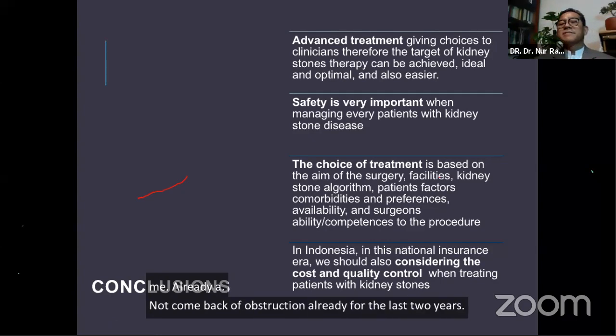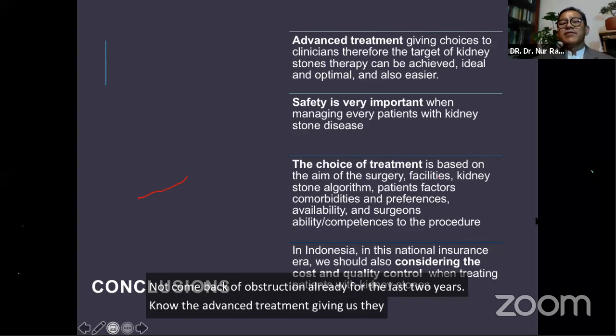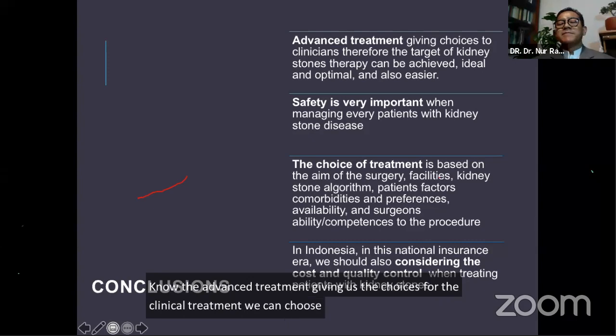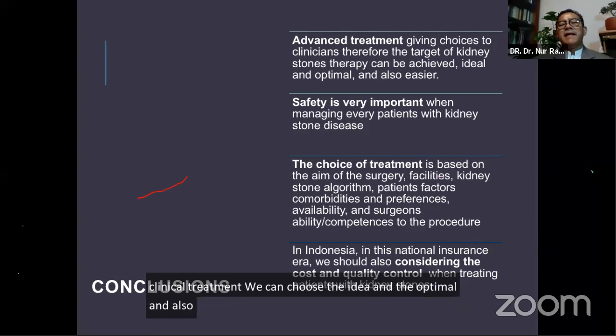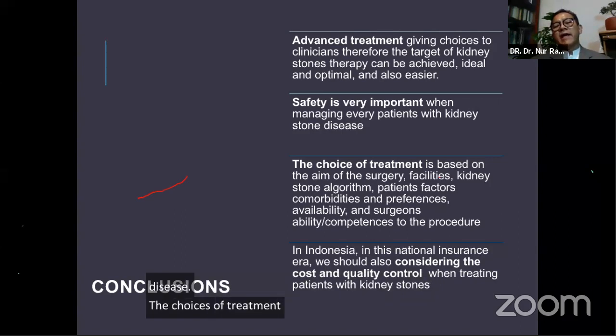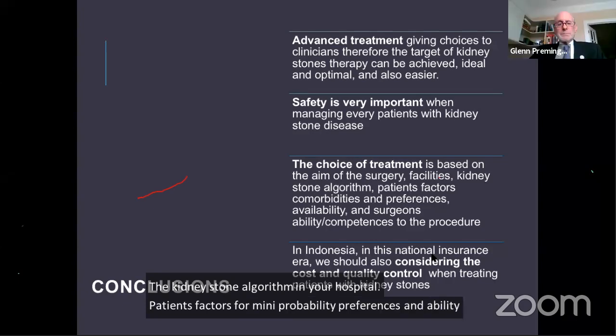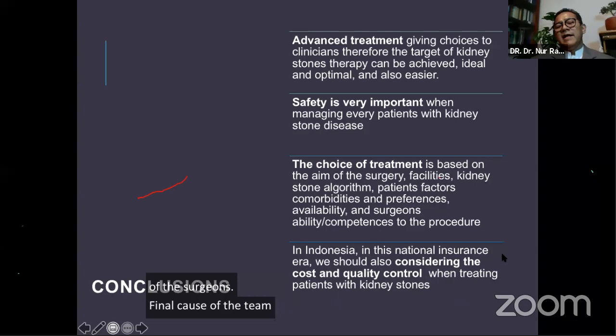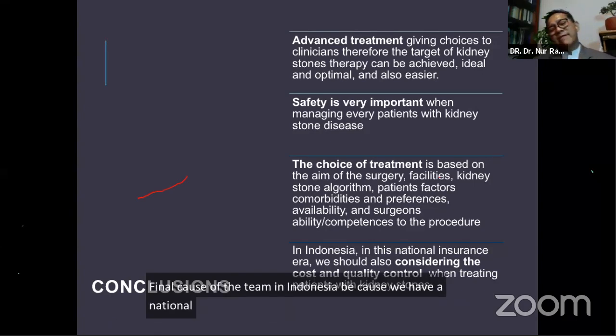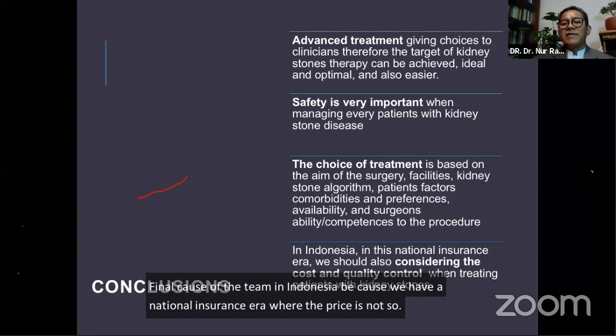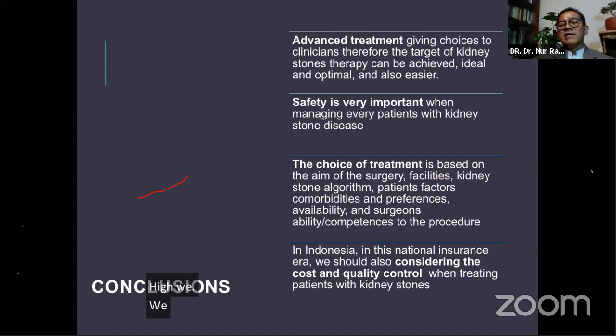So we know the advanced treatment gives us choices for clinical treatment. We can choose the ideal and optimal one, and also what is easier in our hands. Safety is the most important thing when managing every patient with kidney stone disease. The choice of treatment is based on the aim of the surgery, facility, the kidney stone algorithm in your hospital, patient factors, comorbidity, preference and ability of the surgeon and of course the team. In Indonesia, because we have a national insurance era where the price is not so high, we consider the cost and the quality of our treatment.